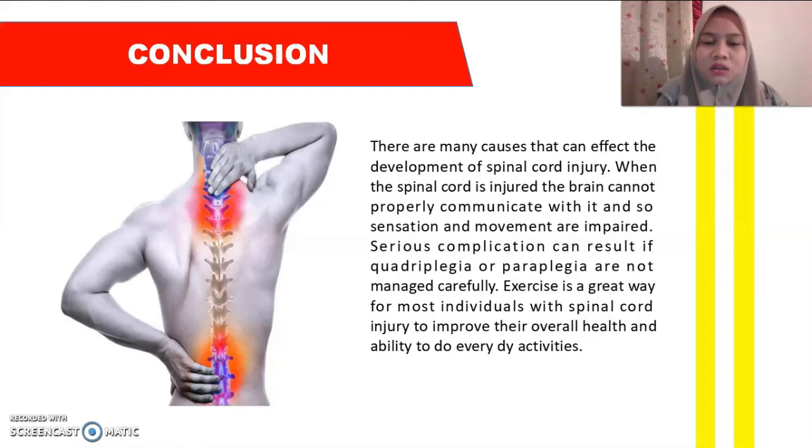Exercise is a great way for most individuals with spinal cord injury to improve their overall health and ability to do everyday activities. Okay, that's all from me.